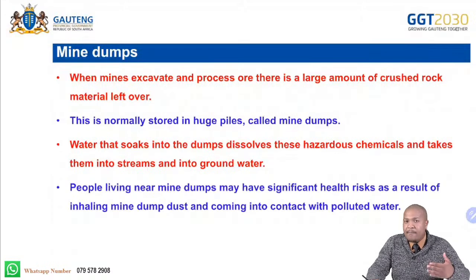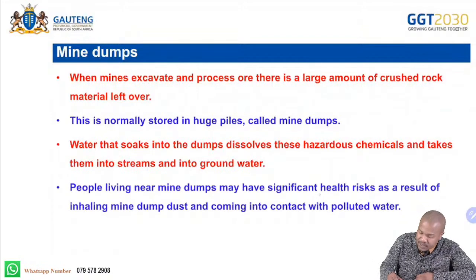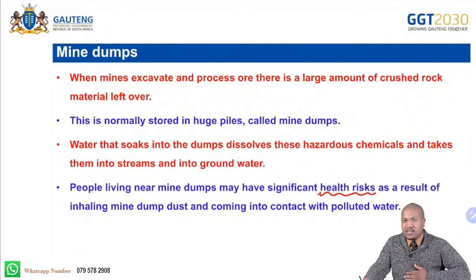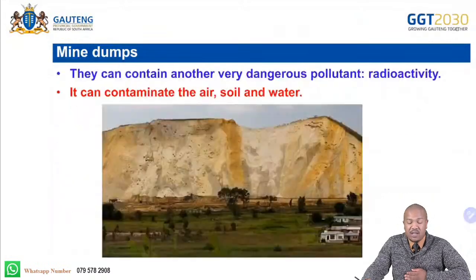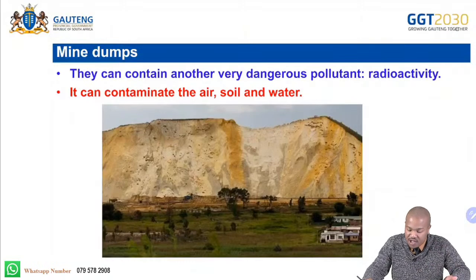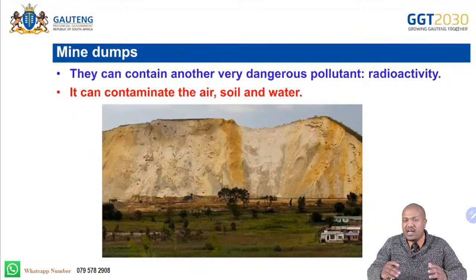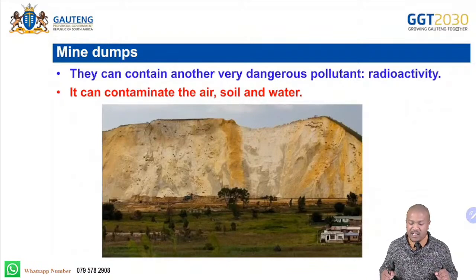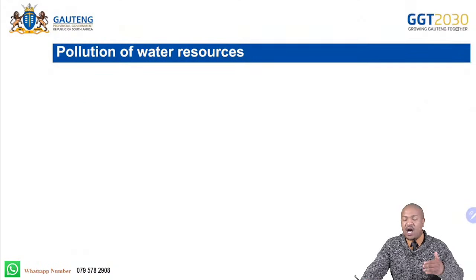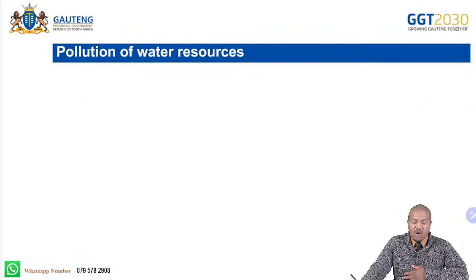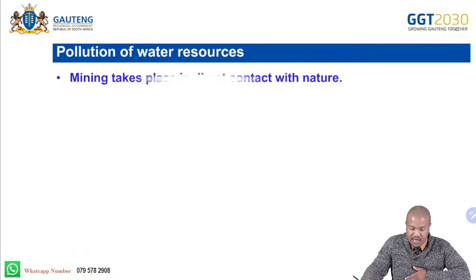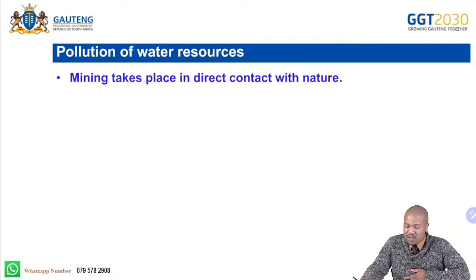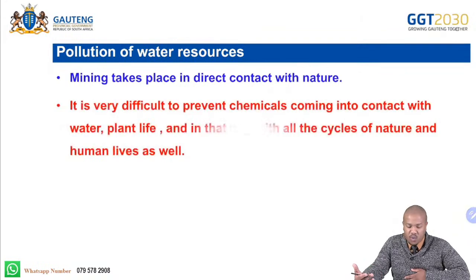People living near mine dumps may have significant what? Health risks, as a result of inhaling the mine dump dust and coming into contact with the polluted water. They can contain another dangerous pollutant, radioactivity, which can react spontaneously, and it can contaminate the air, soil, and our water. Now looking at the pollution of our water resources, mining takes place in direct contact with nature, and nature also has to do with water.